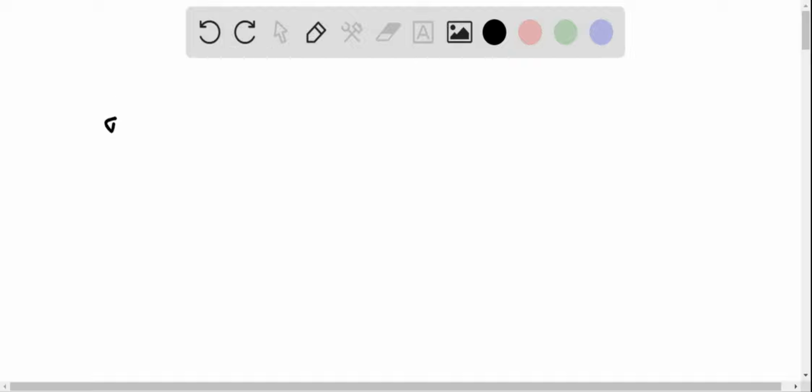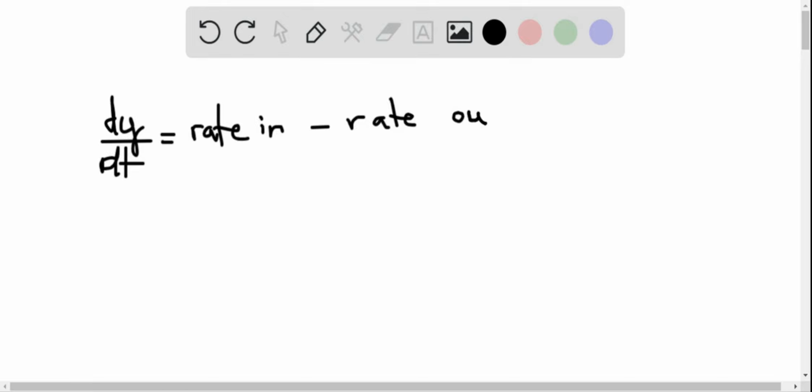Okay, so in this one, because the rate of change is equal to the rate in minus the rate out, we can show that this equation matches what that would be. So the rate in's fairly easy. We're only putting in 0.4 kilograms per liter times 5 liters per minute. So our rate is going to be 0.4 times 5 per minute, which is equal to 2.